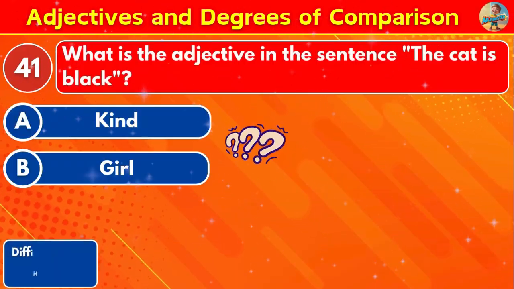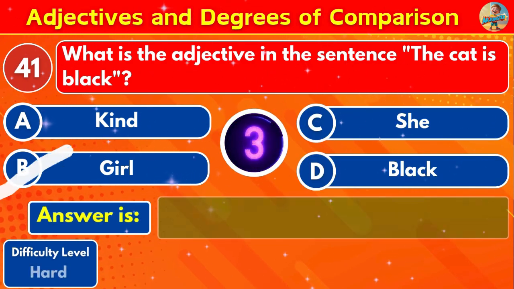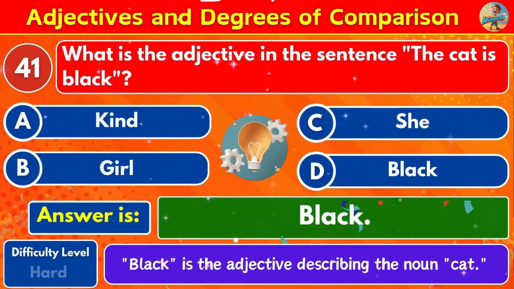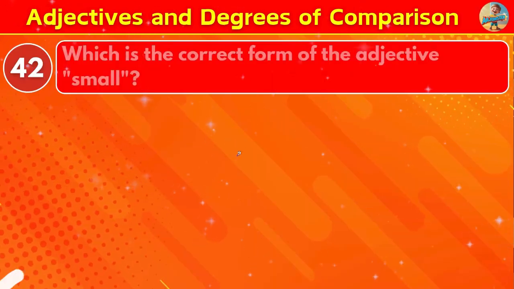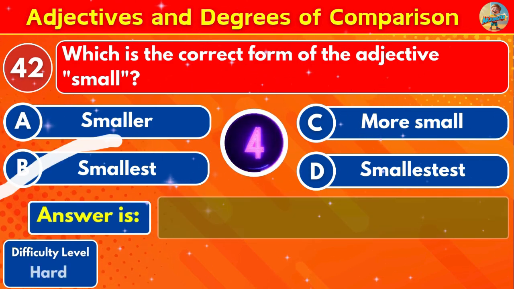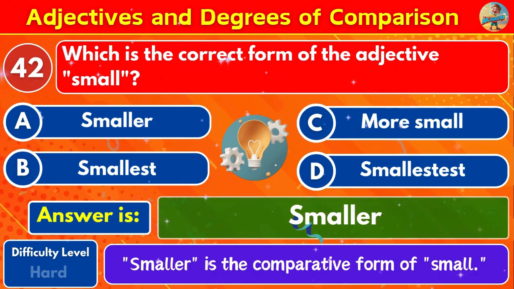Question 41 is, what is the adjective in the sentence, the cat is black? Answer 41 is, black. Question 42 is, which is the correct form of the adjective small? Answer 42 is, smaller.